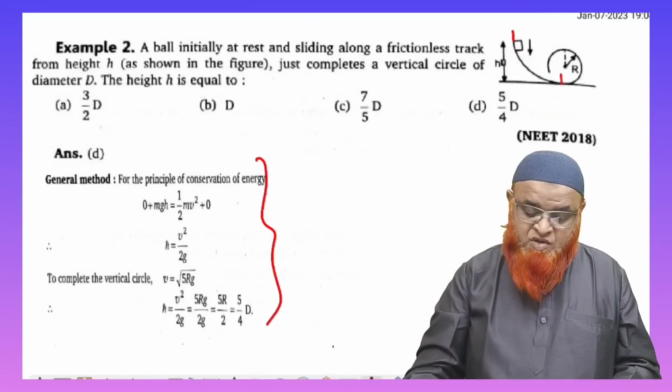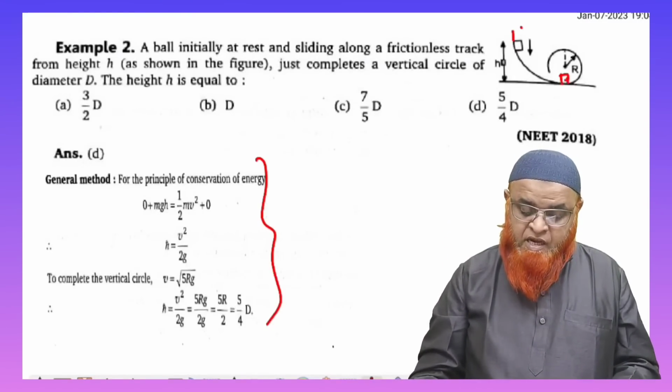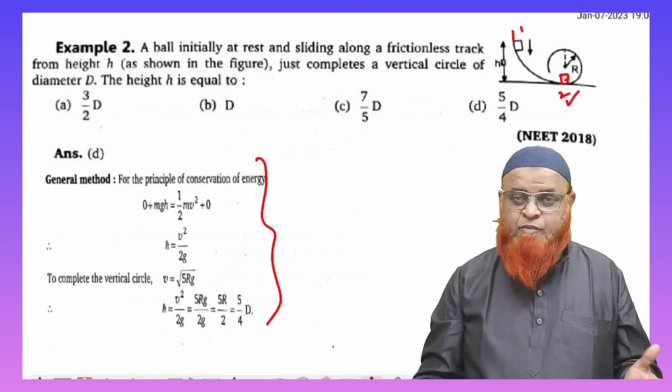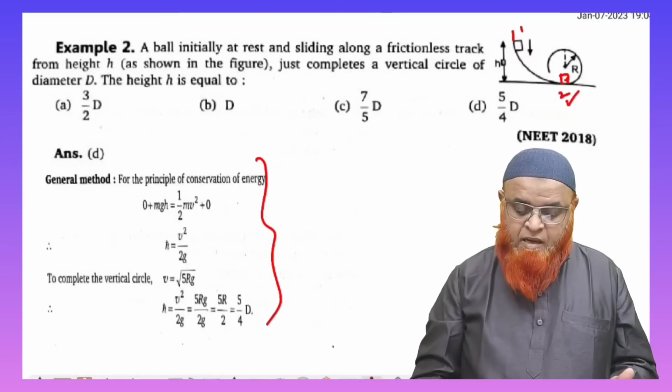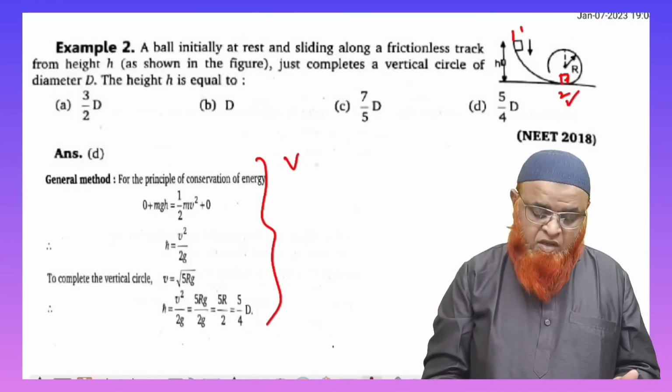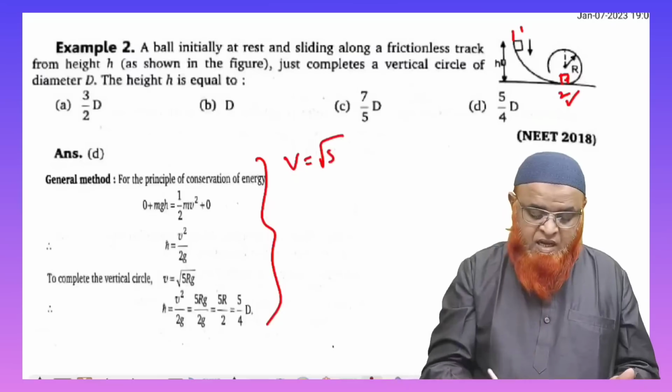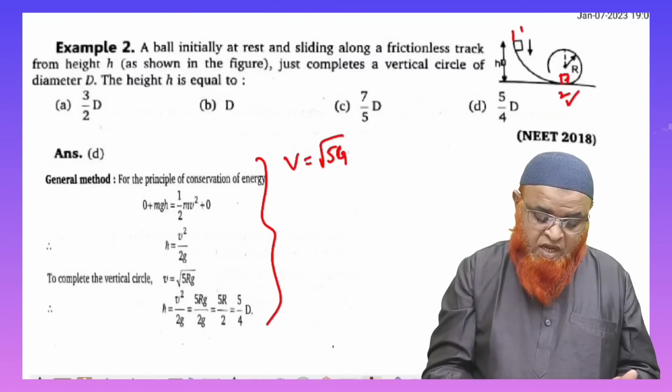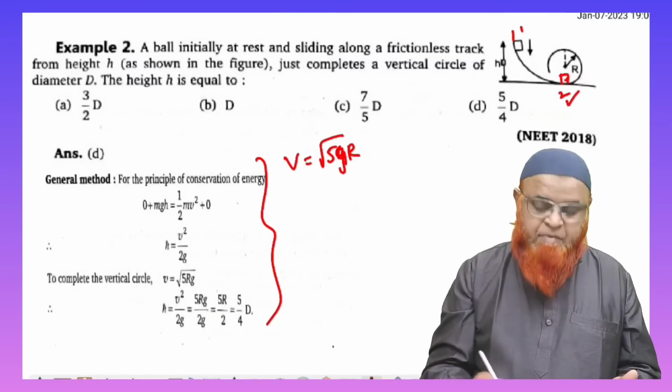So when a block is dropped from this position A, it will reach this position B at this place here. No, this is from A and this is the second position, let us imagine. At this second position, if you observe, what are you going to see here? You can see that the velocity because of the vertical circle is given as root of 5gr, okay? Root of 5gR, capital R.